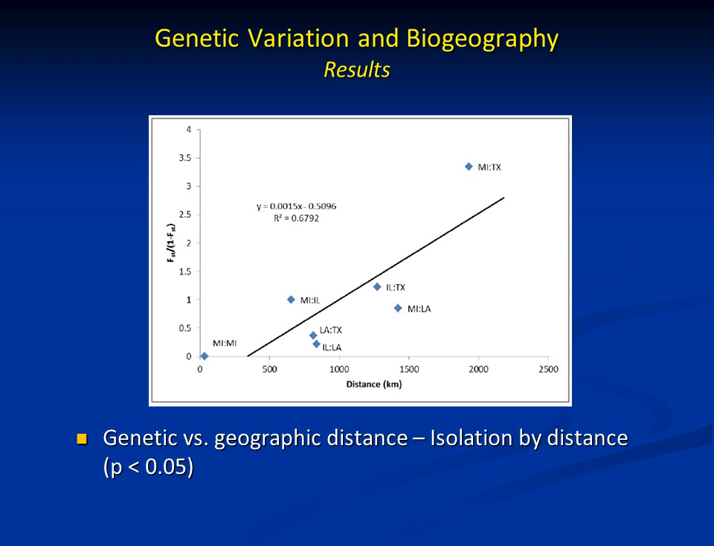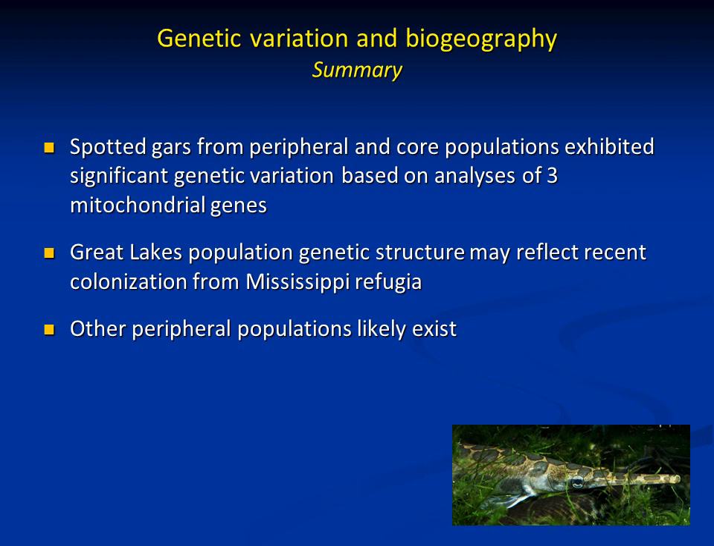So genetic distance tends to be correlated with geographic distance. The closer you live to somebody, the higher the likelihood that your genetic makeup is going to be more similar as well. So the summary from that particular study is that the spotted gars from peripheral and core populations did exhibit significant genetic variation based on our 3 mitochondrial genes, and that Great Lakes population genetic structure might reflect recent colonization.